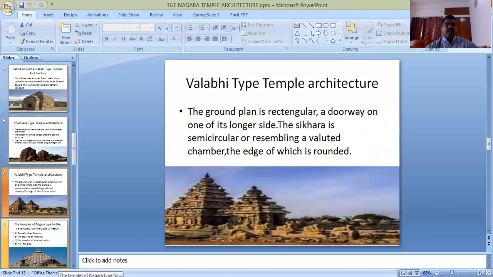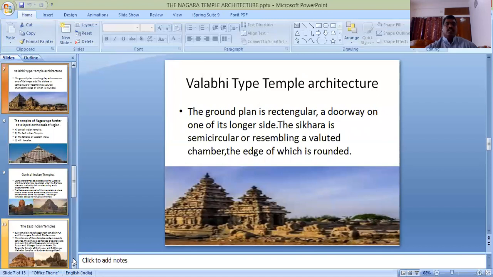Pallavi type temple architecture is another type of Nagara temple architecture. In this type, the ground plan is rectangular, with a doorway on one of its longer sides. The Shikhara is semicircular or resembles a vaulted chamber, of course, the edge of which is rounded.